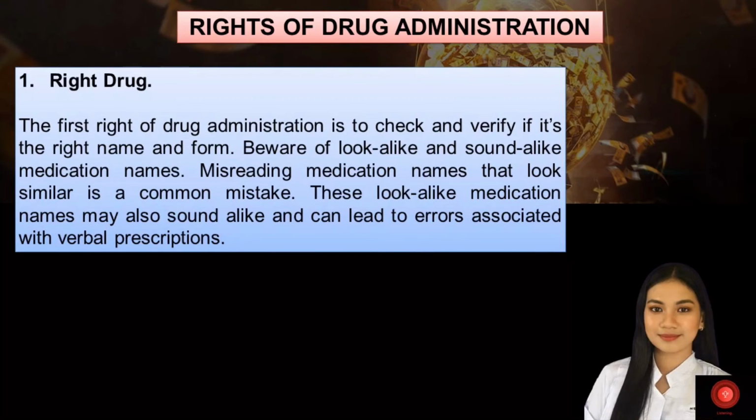Number 1 is the right drug. The first right of drug administration is to check and verify if it is the right name and form. Beware of look-alike and sound-alike medication names. Misreading medication names that look similar is a common mistake. These look-alike medication names may also sound alike and can lead to errors associated with verbal prescriptions.